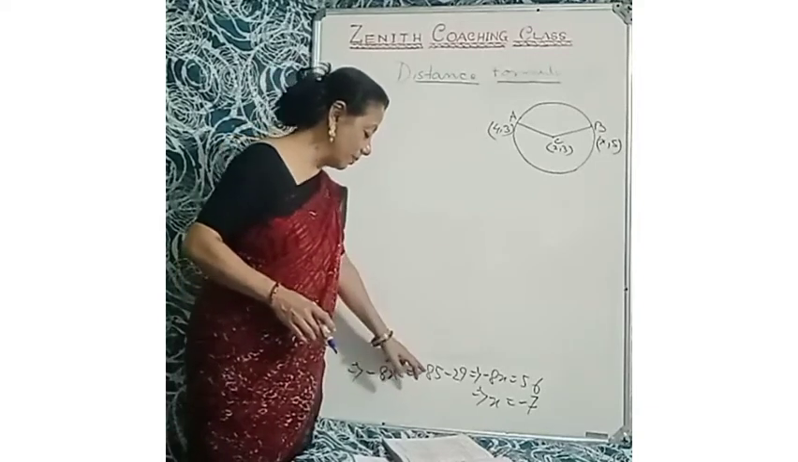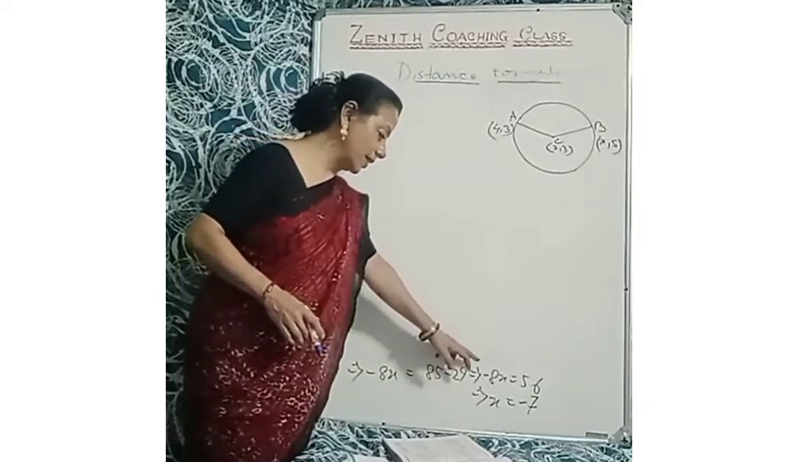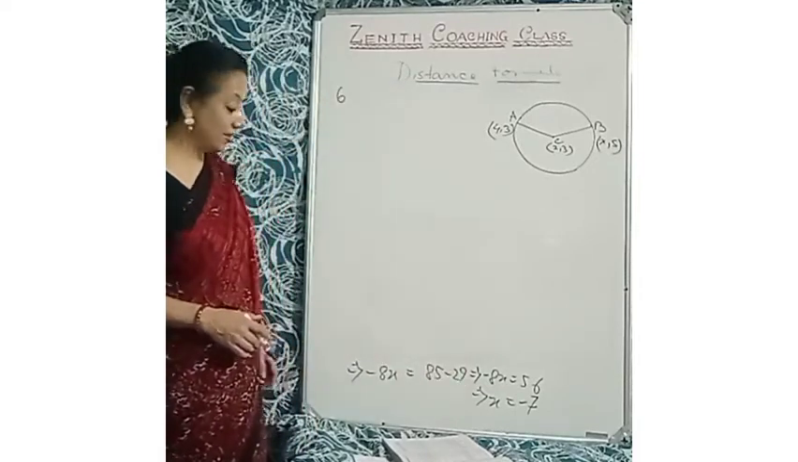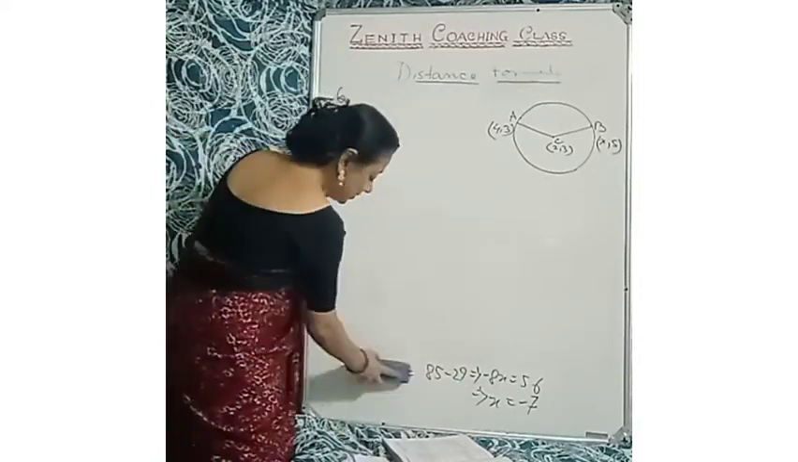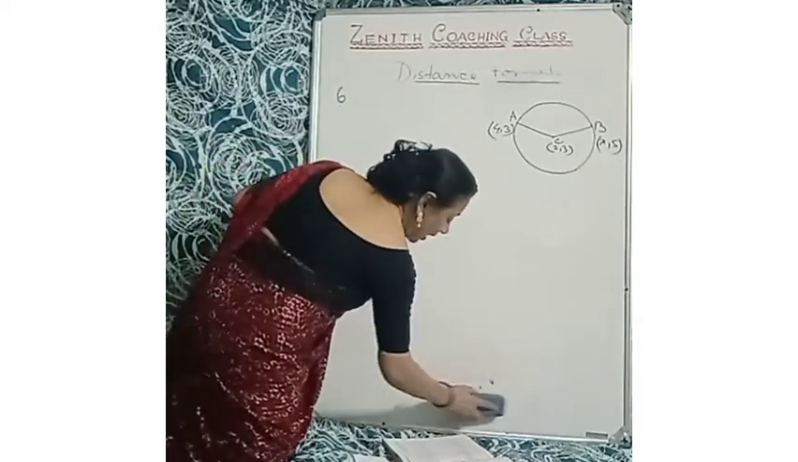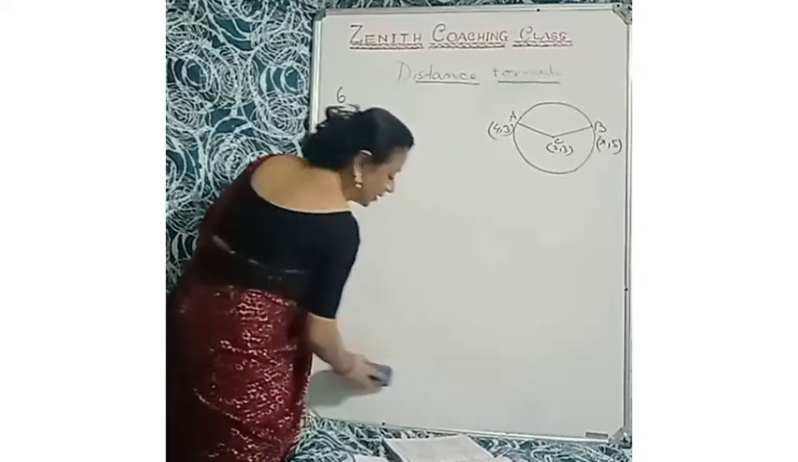Minus 8x equals 85 minus 29. So minus 8x equals 56. So x equals minus 7. Okay. Sorry, I am telling you again sorry. So now I will go to the next one, that is question number 6.